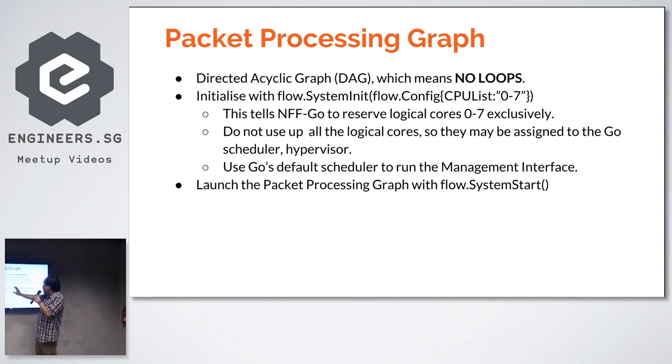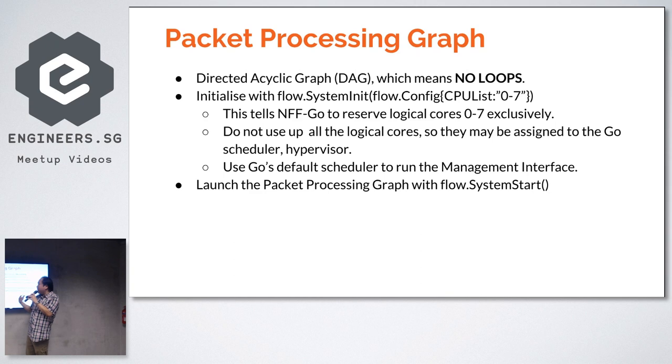So in order to do that, you need to initialize the program, you need to tell the server what's happening. Say I want to reserve 8 logical cores to use for this program. So 0 to 7 means I will reserve logical cores 0 to 7 for NFF Go. NFF Go has its own scheduler which is independent from the Go default scheduler. The Go scheduler will still run, but they are scheduling different things. So these are host cores? Logical cores, yes. Host cores and not NIC cores? Yes, because we're actually using the CPU to process the packet.